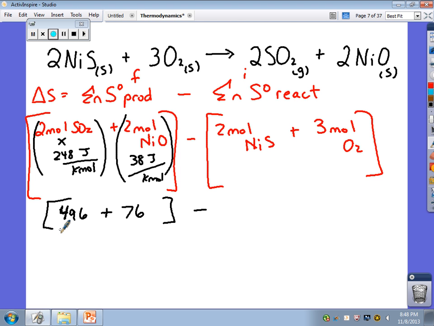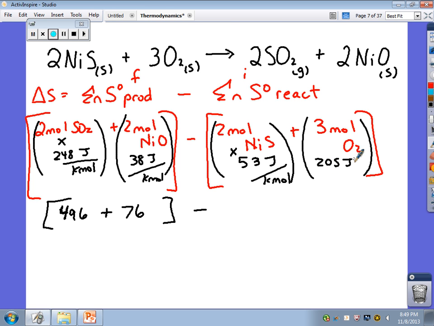Meanwhile, I look up my values for this other part, and for NiS, nickel sulfide, nickel 2 sulfide, my value would be 53 joules per Kelvin mole. Again, I'm not making these up, I'm getting these out of a chart. They're known values. And you multiply those by 2. And that's a little mini bracket inside here. And now I need to look at my value for oxygen. My value for oxygen is 205 joules per Kelvin mole. And since I have 3 of these, I multiply 3 times 205.